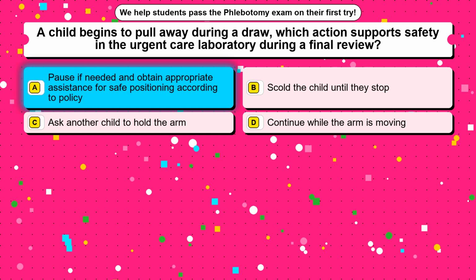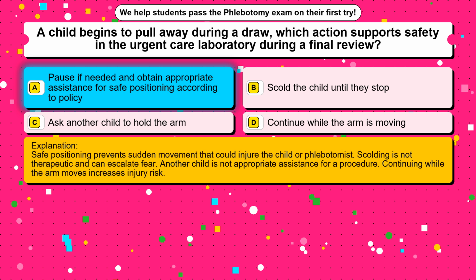The correct answer is option A. Pause if needed and obtain appropriate assistance for safe positioning according to policy. Safe positioning prevents sudden movement that could injure the child or phlebotomist. Scolding is not therapeutic and can escalate fear. Another child is not appropriate assistance for a procedure. Continuing while the arm moves increases injury risk.